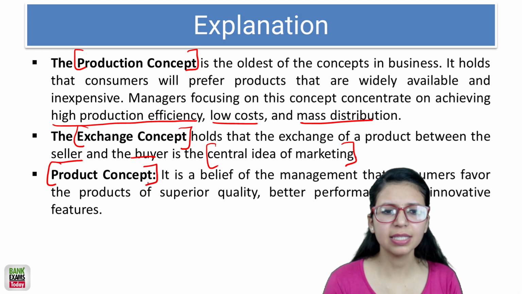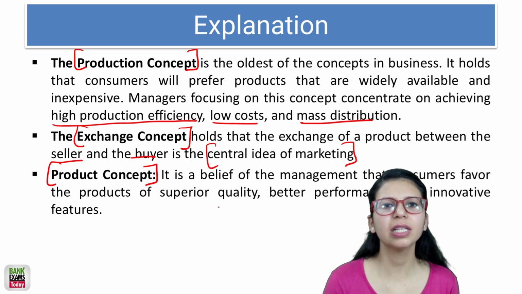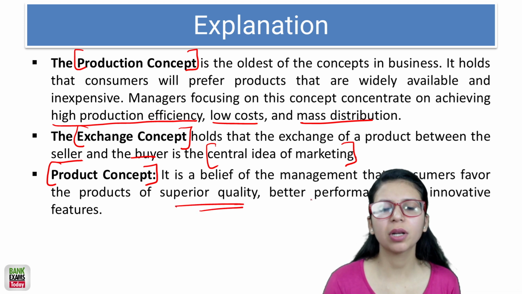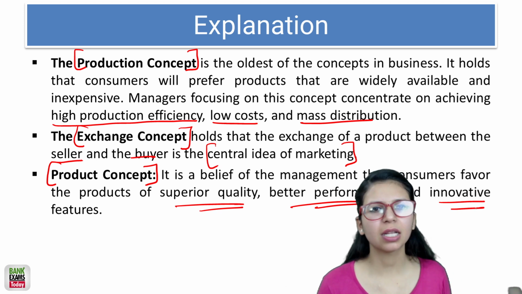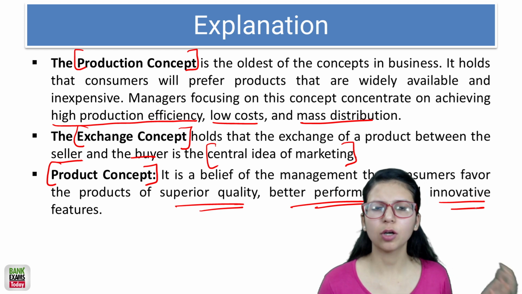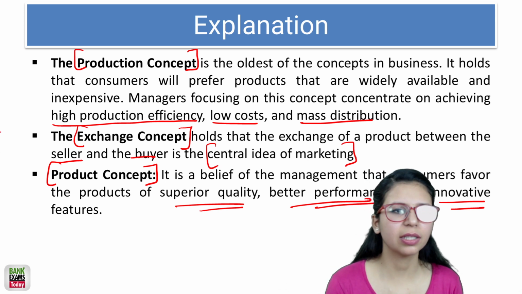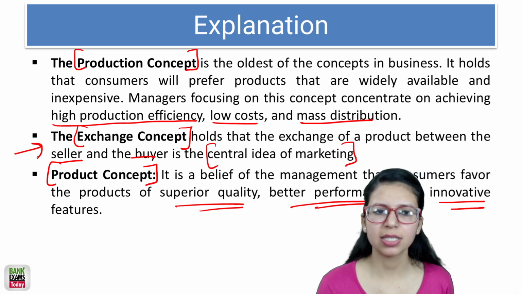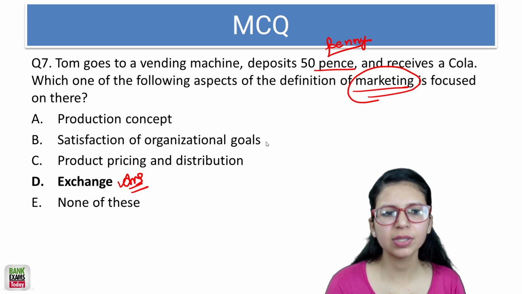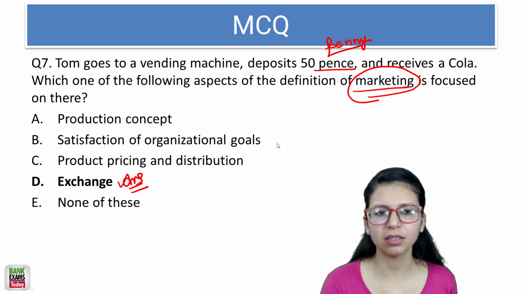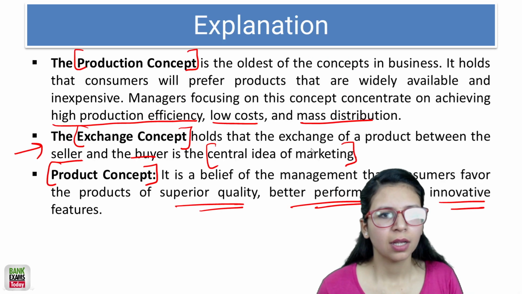Whereas the product concept says that consumers will favor only products that are of superior quality, better performance, and innovative features. There was nothing like that shown in the example. Tom just paid 50 pence and got a cola. So that is referring to the exchange concept only. So the answer will be the exchange concept. And there was no satisfaction of organizational goals here, so there's no point in that option.